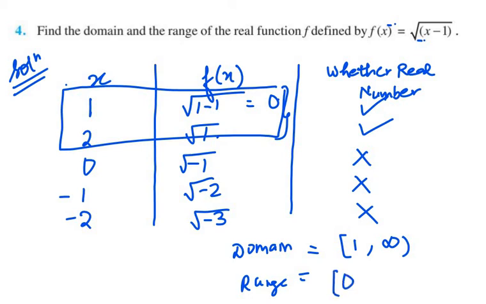So it will start from 0 and infinity will be the number at the end. So this is the domain and range of the real function.